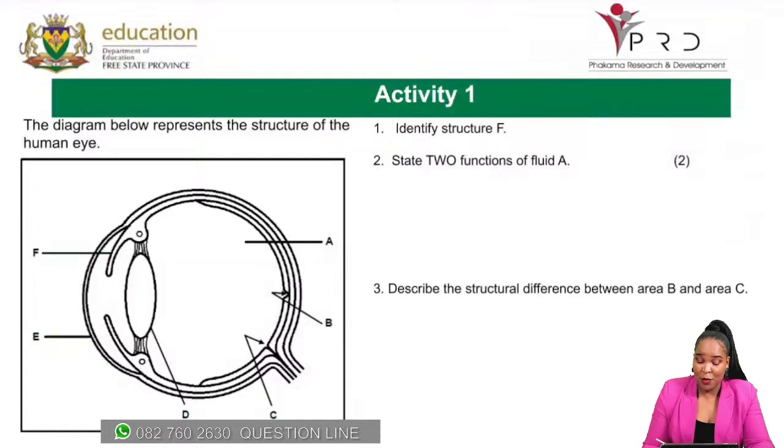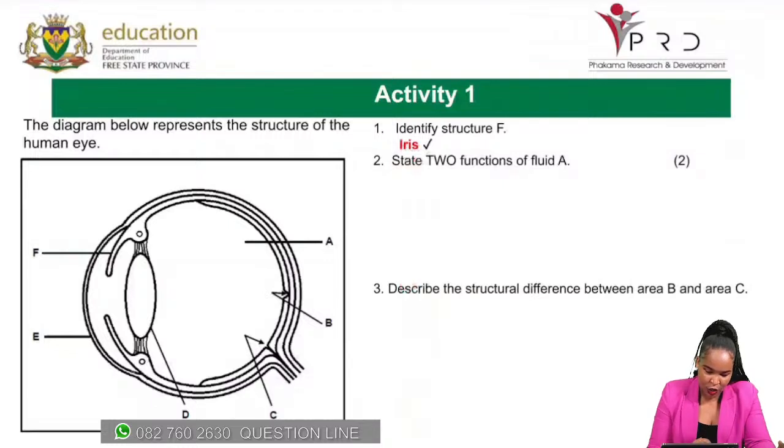Right, that must have been very easy, ne? Because you've now studied all the structures and you know the functions. So let us take a look at the answers. Please check the answers of the people sitting next to you. Right, identify structure F. So what did you say F was? Did you say F is the iris?